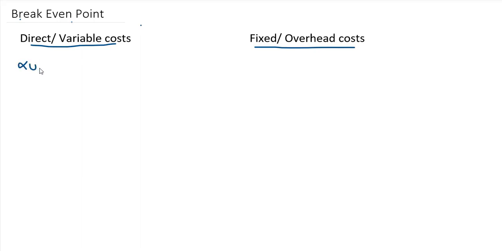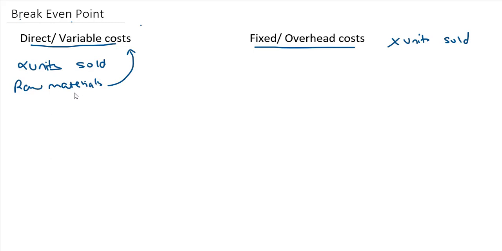The cost which varies directly with the number of units sold is called direct or variable cost, and the cost which does not vary with the number of units sold is called fixed cost or overhead cost. Now what are examples of direct or variable cost? Suppose you are manufacturing a table or chair, then the cost of raw material will be classified under the category of direct or variable cost, because as many chairs or tables as you manufacture, that much quantity of wood you will need, so that will be classified under direct cost. What is the fixed cost?